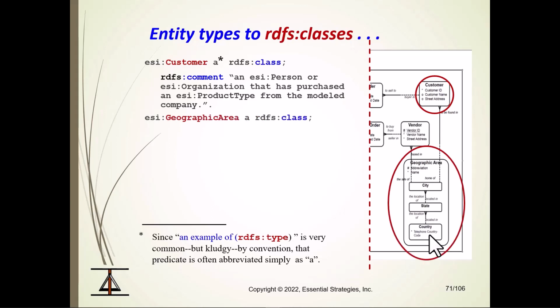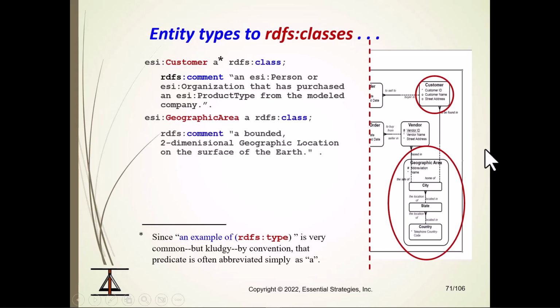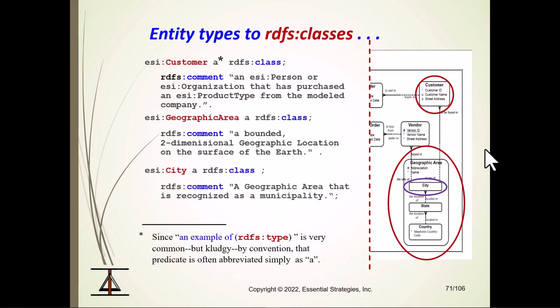Geographic area is another example of an RDFS class. And it has the second predicate of comment, which is defined as a bounded two-dimensional geographic location on the surface of the Earth. City is a class, and that has the comment, geographic area that is recognized as a municipality. But there is something else you note here, and that is that city is a subclass of, and subclass of is another reserved word in RDFS, geographic area.